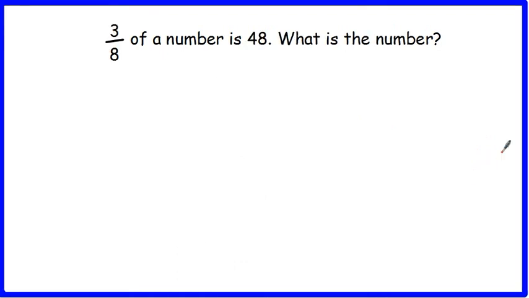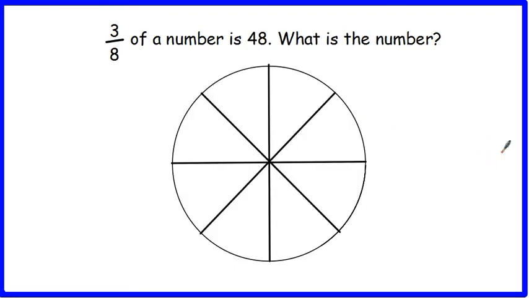3/8 of a number is 48. So those 3 parts stand for 48. But to get one of them, I would have to divide by the numerator. So it's 48 divided by 3, which is 16. So 16 must go into one of those boxes.